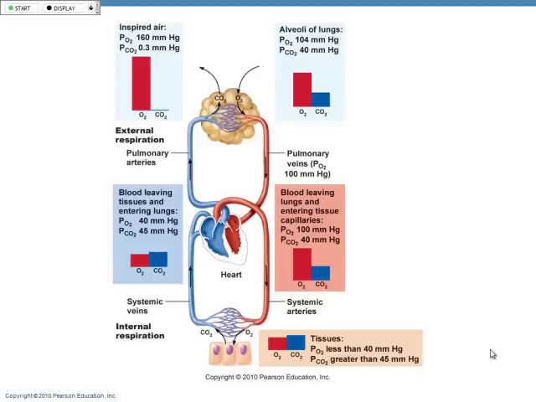So I suck in that air, gas exchange is going to take place in the alveoli of the lungs. What's the partial pressure of oxygen in the alveoli of the lungs? 104. Oh, where's oxygen going to go? From a high pressure in the inspired air to the lower pressure in the alveoli. Well, how about carbon dioxide? Where's that going to want to go? Holy moly, 40 millimeters of mercury in the alveoli.